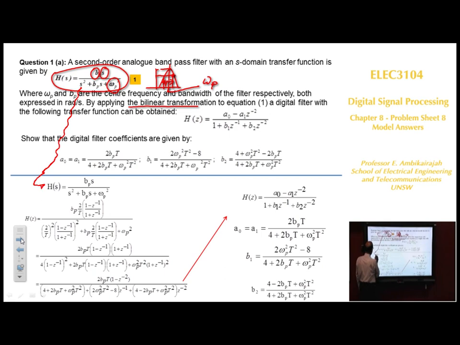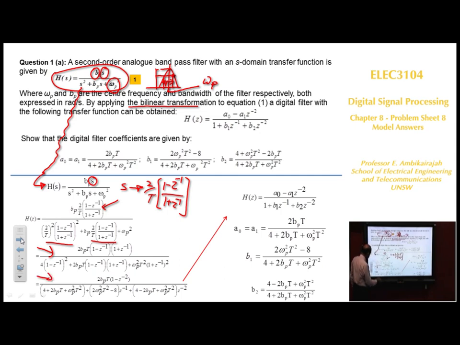So this is our expression, and the substitution for S in a bilinear transformation is 2 over T times (1 minus z to the minus 1) over (1 plus z to the minus 1). So you directly substitute that for S. For this S we substitute this, and then this is for S squared. This is B_p times S. And then you do the simplification, which is just simple algebra. When you finish the simplification, you get this equation.